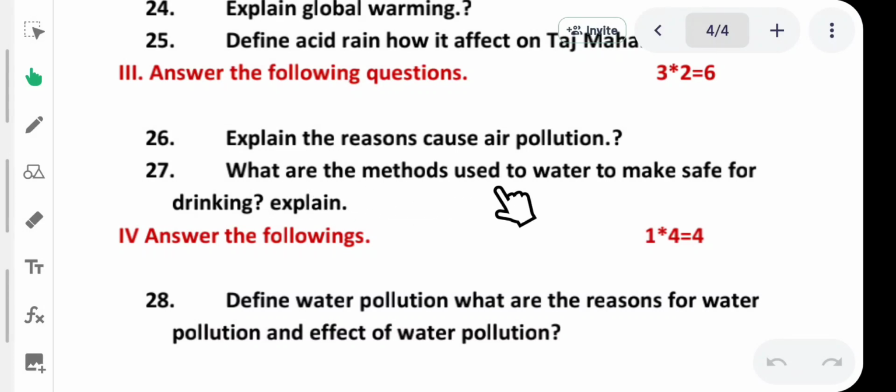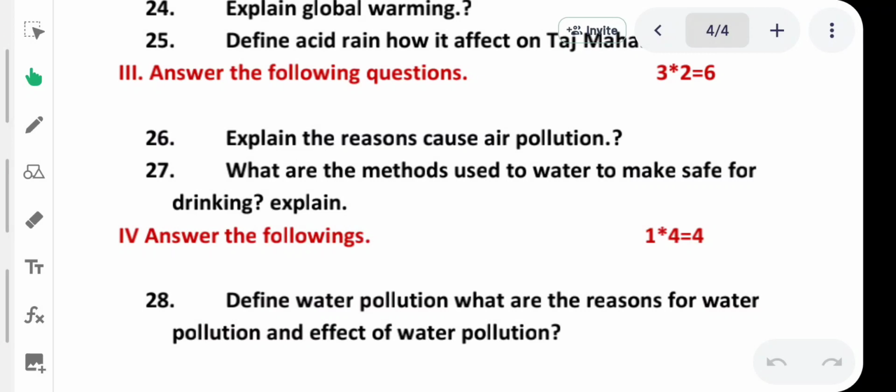Next question, what are the methods used to make water safe for drinking, and explain. Here the water which is suitable for drinking is called potable water. Municipal bodies treat the water before supplying it to households. And also we use physical methods to remove the impurities. The popular method is the candle type of filter.